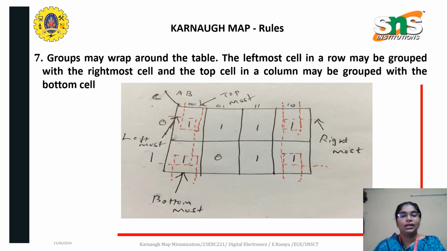Groups may wrap around the table. The leftmost cell in a row may be grouped with the rightmost cell, and the top cell in a column may be grouped with the bottom cell. So in this diagram we can understand very clearly. We can group like this and like this.